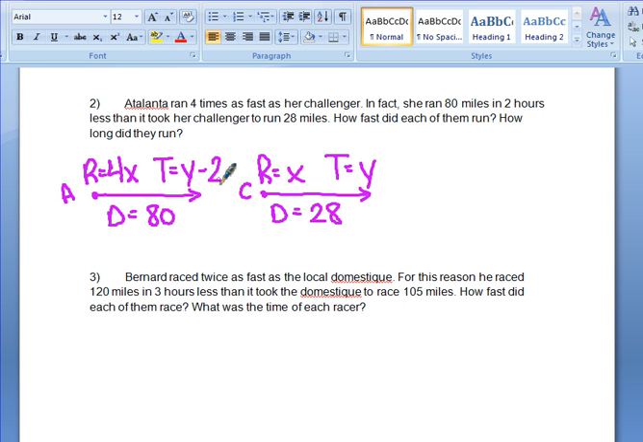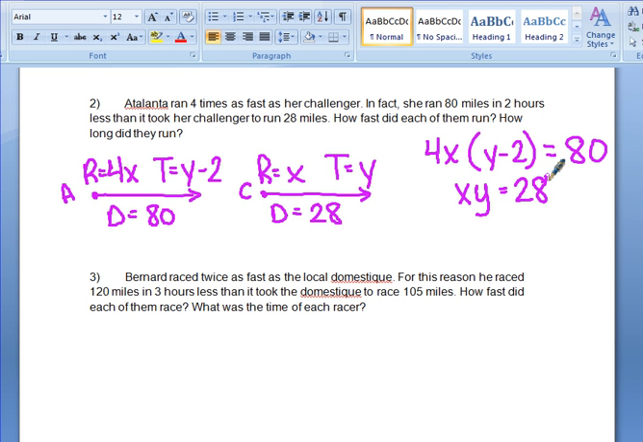Let's go ahead and make our equations using rate times time equals distance. So in our first one, the rate is 4x, the time is y minus 2, and it's going to be equal to 80. All right, in our second, our rate is x, our time is y, and it's equal to 28. From there, we can go ahead and use advanced substitution to solve our problem. All right, we're going to distribute in this first equation. 4x times y gives me 4xy. 4x times negative 2 gives me negative 8x, and it's equal to 80.